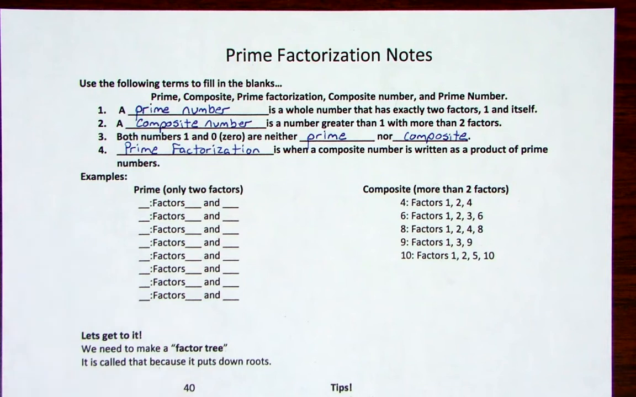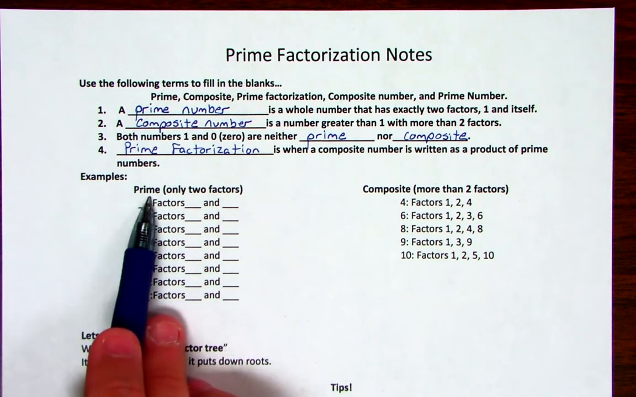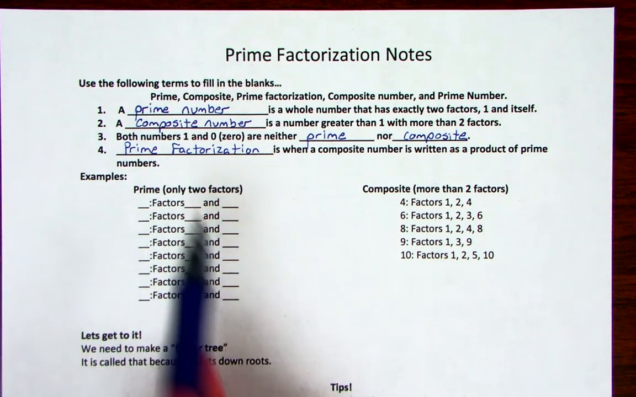You're going to be like, wow, Mr. Nolan, that makes no sense. Guys, this is actually going to become very, very easy. Let me go through some of these notes. Now, examples. Prime means there's 2 factors only.